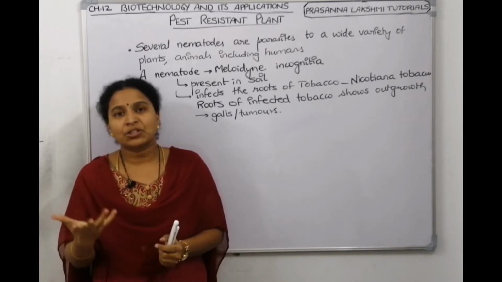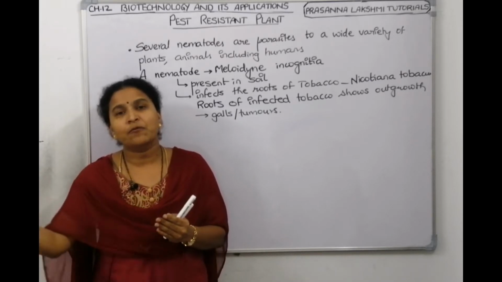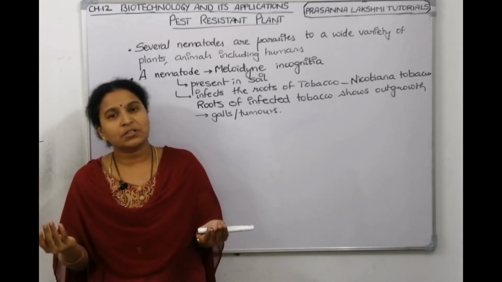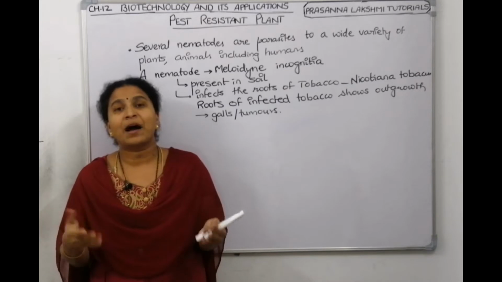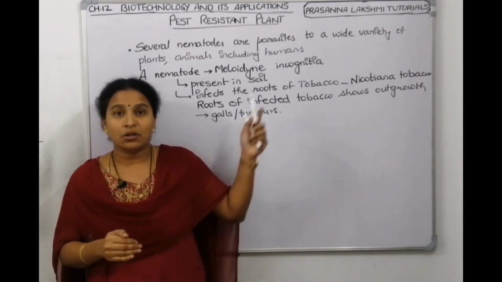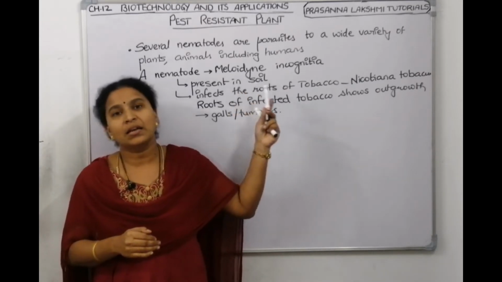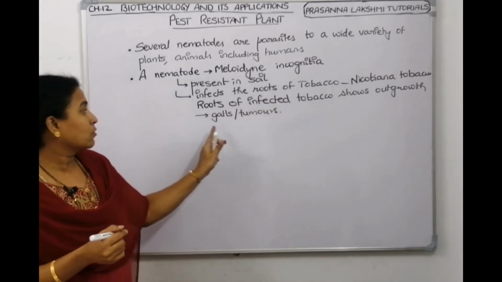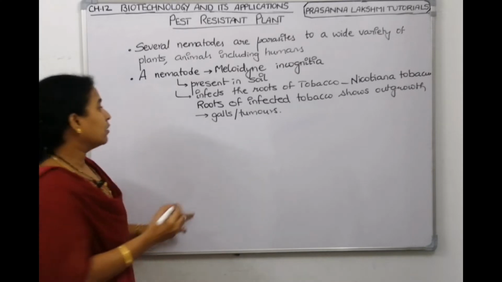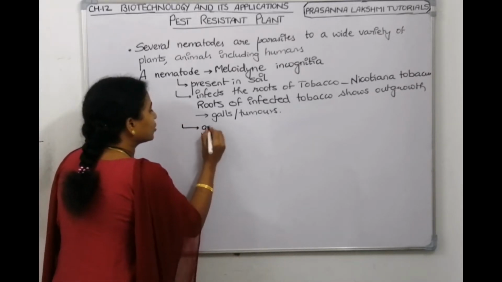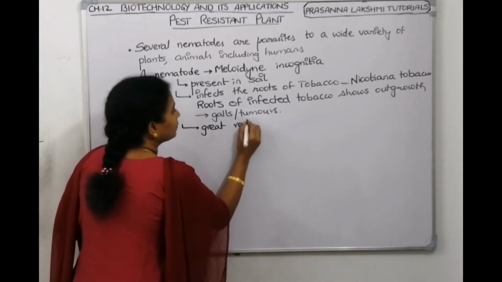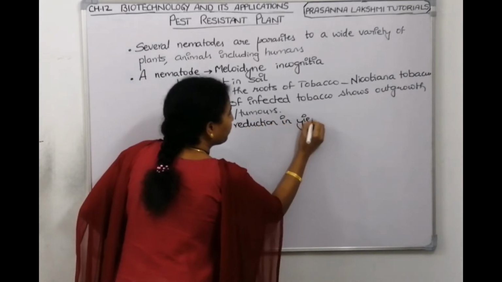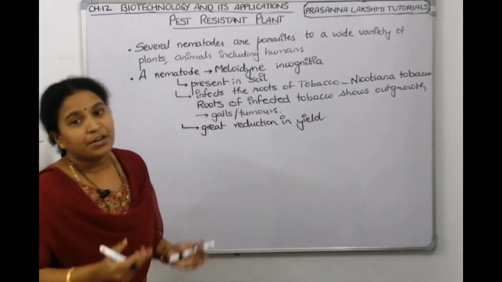Now what commercially we take is the leaf only. Tobacco leaf contains nicotine, an alkaloid. Now the leaf is not doing photosynthesis, the leaf is not growing, then the farmer gets a decreased yield because of this nematode called Meloidogyne incognita. It infects the tobacco roots, shows outgrowths like galls and tumors, and causes a great reduction in the yield. The yield gets reduced, right?